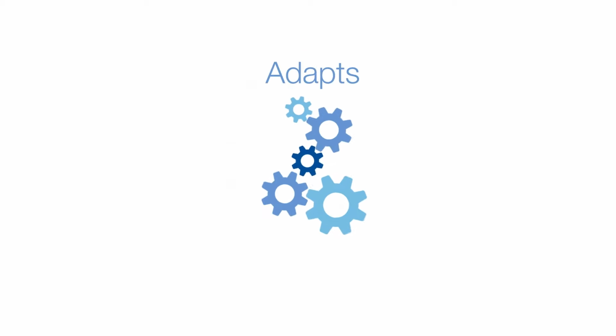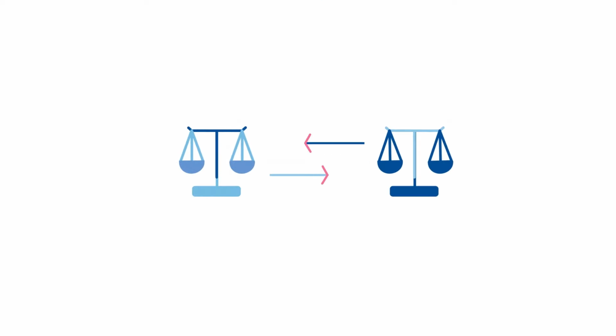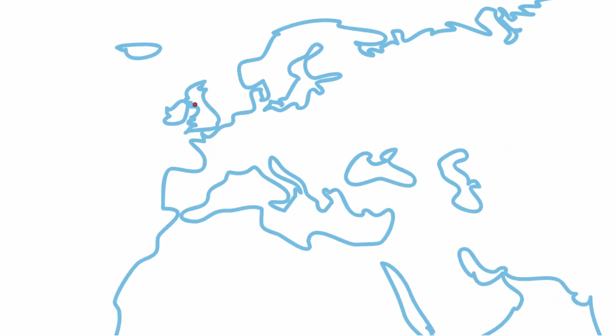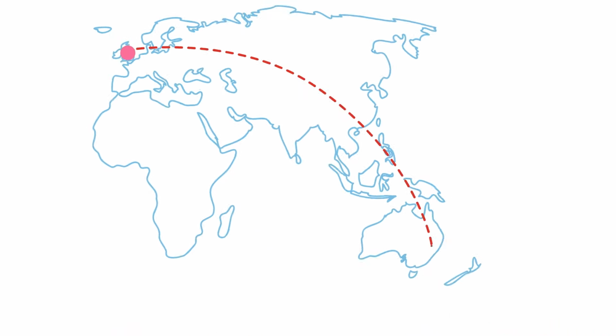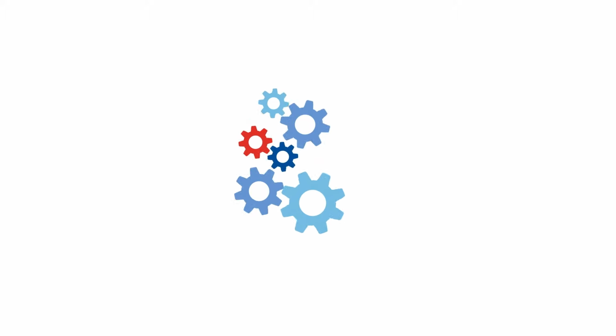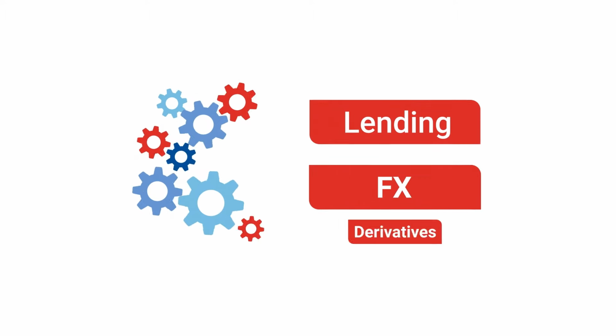The system adapts to only perform top-up requirements when needed. For example, across jurisdiction, or an existing UK client wants to transact with business in Australia. Similarly, this works for additional products, from lending to FX and derivatives.